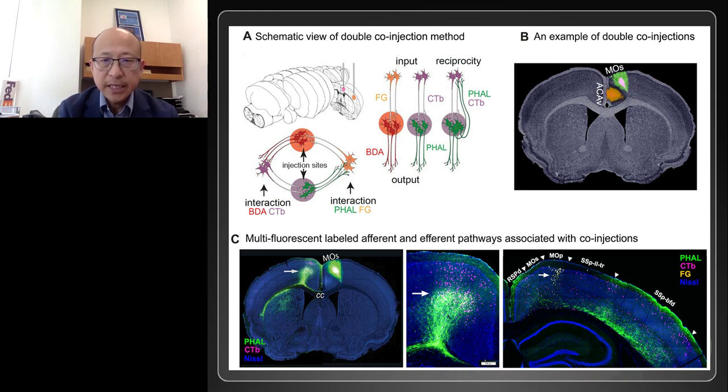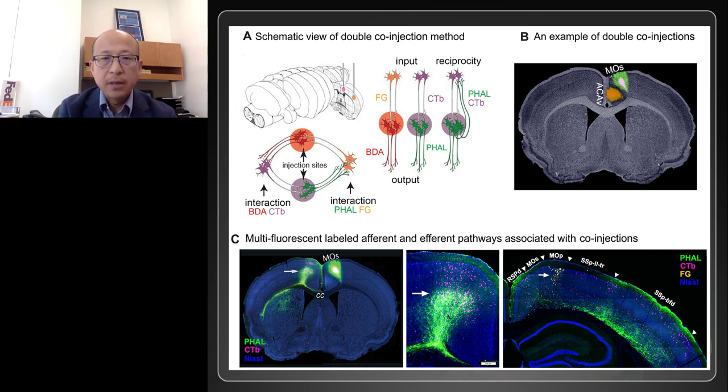For each injection, we have a mixture of one anterograde tracers. As we show here, the green color axons come from the injection site. This is labeled as MOS, secondary motor cortex. These axons project to the contralateral side, their terminals.